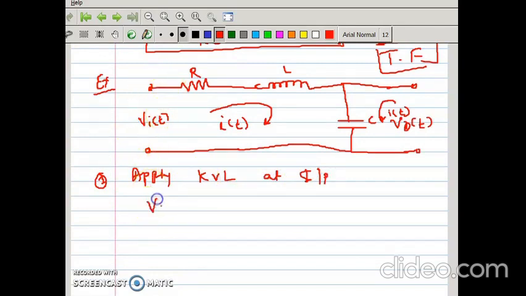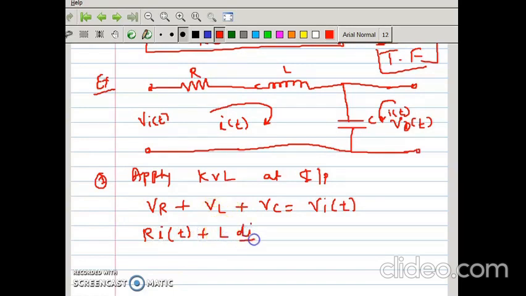When we apply KVL at the input side, we get voltage across resistor plus voltage across inductor plus voltage across capacitor is equal to VI of t. What is the voltage across the resistor? It is R I of t, plus the voltage across the inductor, L di by dt, where I is I of t, plus the VC, which is 1 upon C integration of I of t dt, is equal to VI of t.